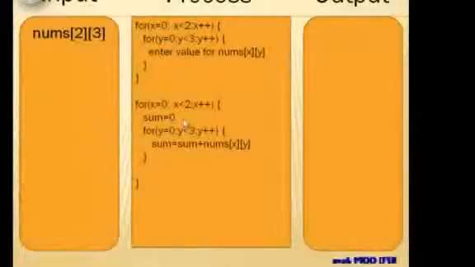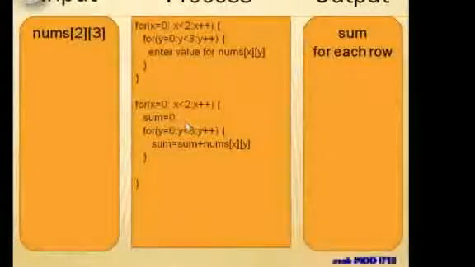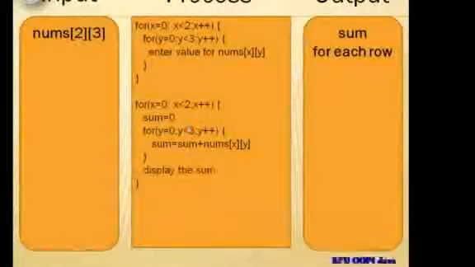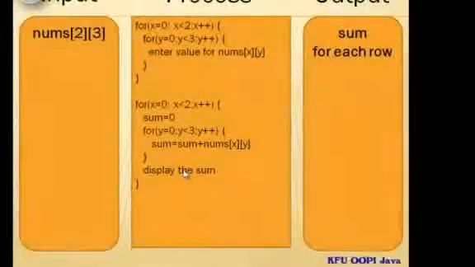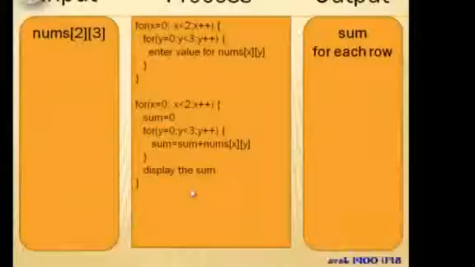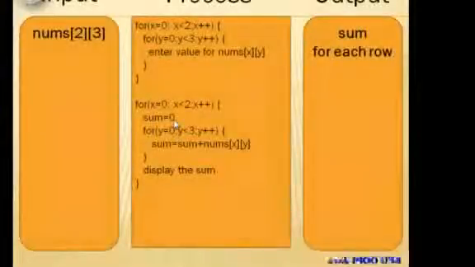The output is the sum for each row. We will write that after getting the sum. So there are 3 statements that we will do for every row. Initialize the sum to 0, get the sum of the elements for that row, and display the sum. Now let's revise our program.